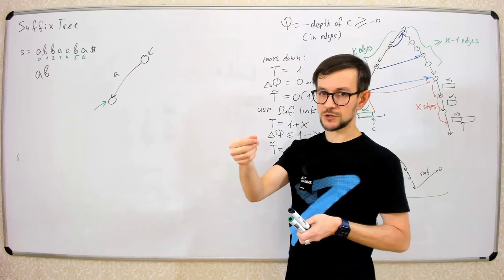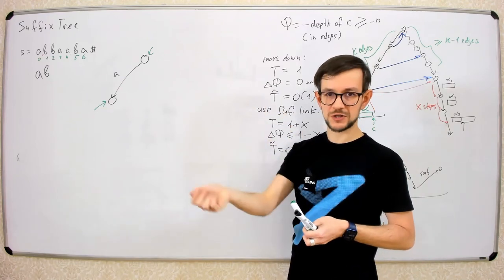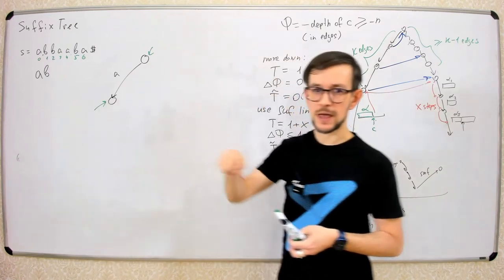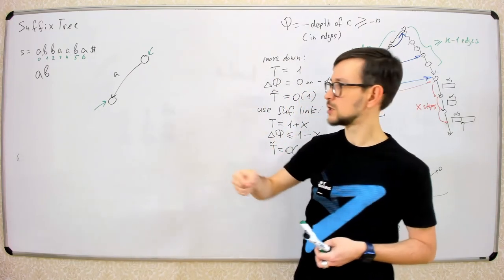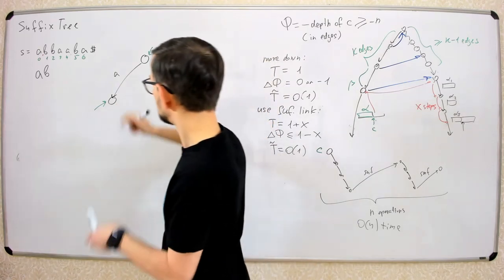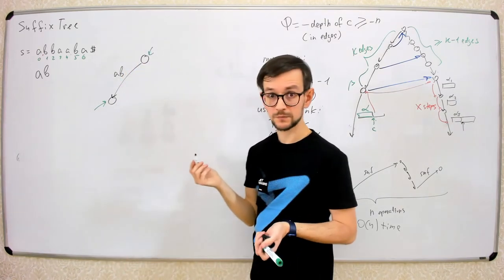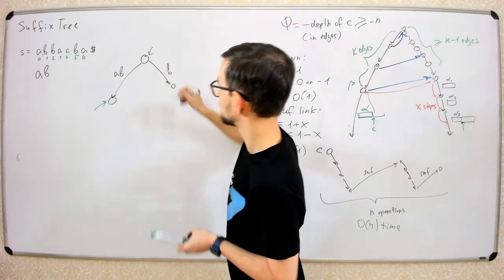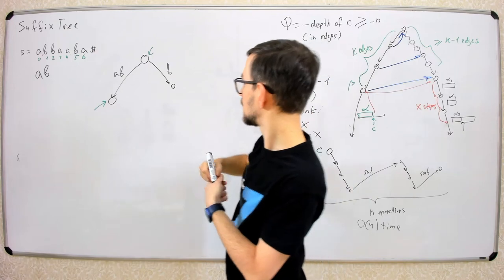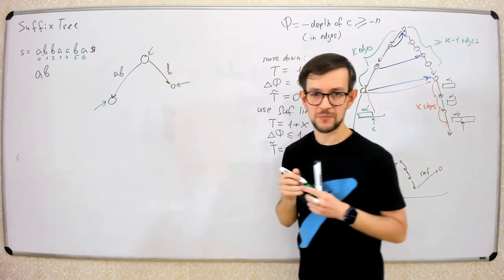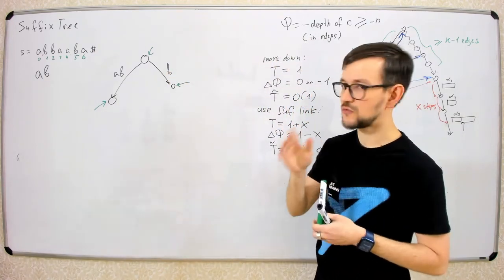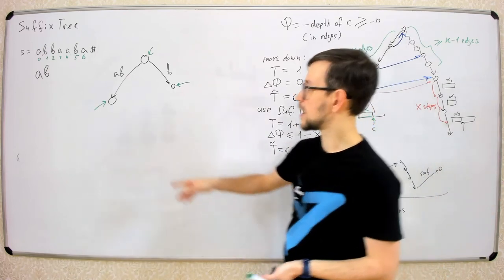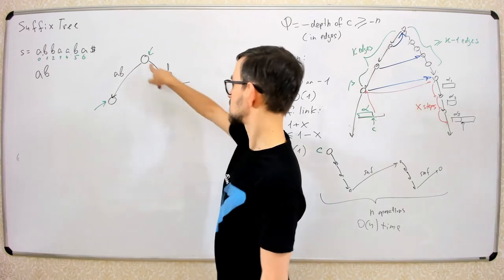When you add a letter to your string, you need to add this letter to all suffixes of your string. So I need to take both these positions and add letter B to both of them. I add letter B here, it's easy, just B, AB. And I add letter B here. And now I have these three positions. These three positions represent all the suffixes of my string AB: suffix AB, B, and the empty suffix.